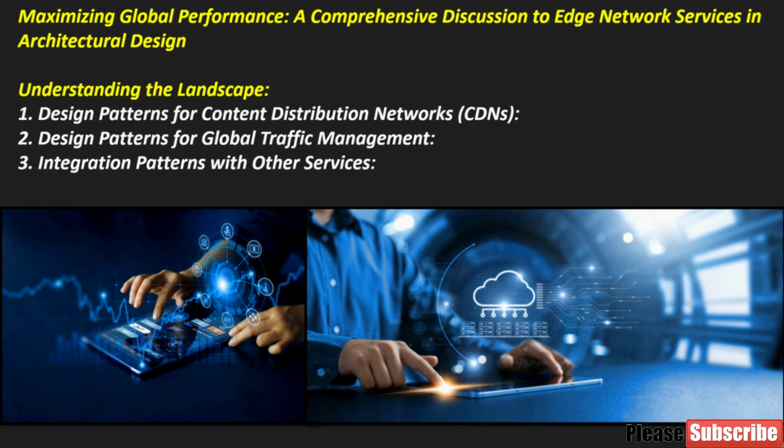The third very important point is integration patterns with other services. Seamless integration with other services is very crucial for a holistic architecture. Like Elastic Load Balancing, the short form is ELB, and Amazon API Gateway. These are two services that can be very tightly integrated with the CDNs and global traffic management. ELB ensures the distribution of incoming application traffic across multiple targets, while Amazon API Gateway facilitates the creation and management of APIs. So effective integration patterns ensure a cohesive and interconnected network that delivers a superior user experience.